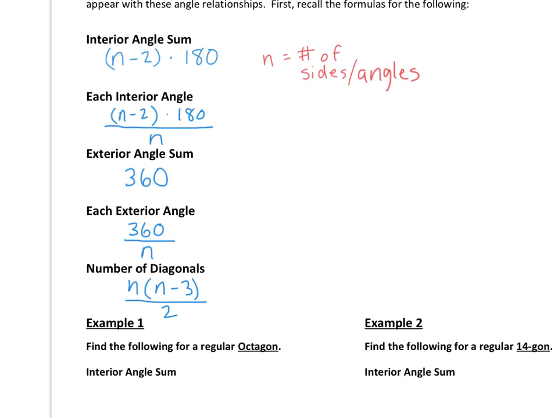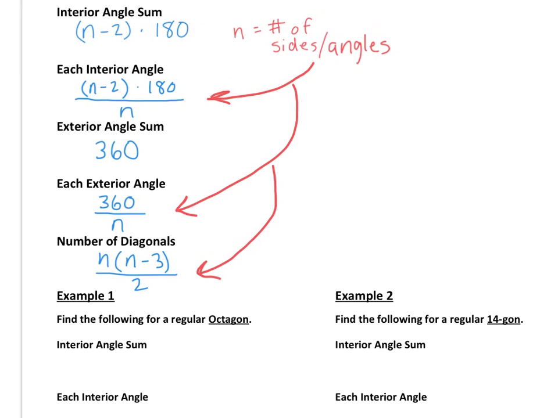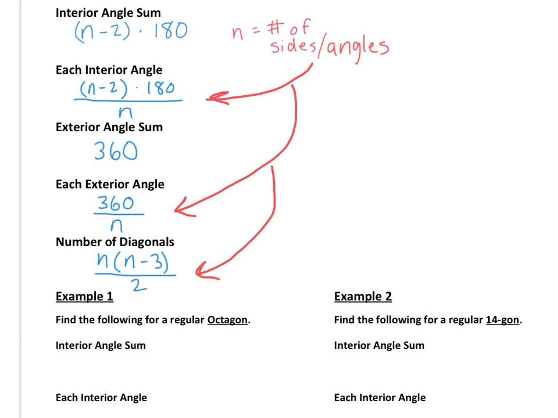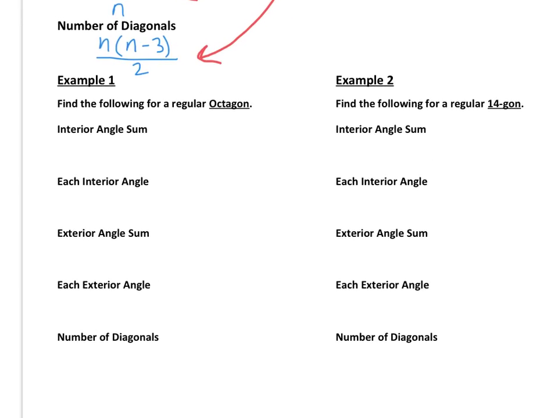Just for your information, we can draw some arrows here and show that this n applies for each and every one of these formulas where n appears. It's going to be the number of sides and angles in the polygon. All right. So because each formula deals with n and deals with the number of sides and angles in the polygon, it is always important to determine what our n is whenever we're trying to use one of these formulas. So let's do example 1.